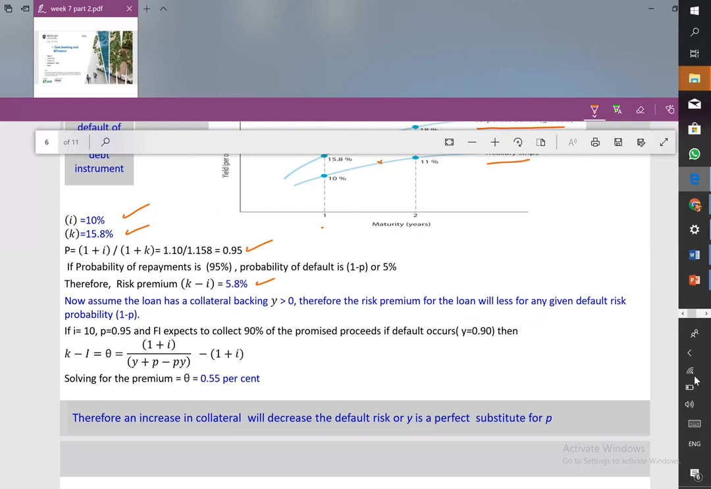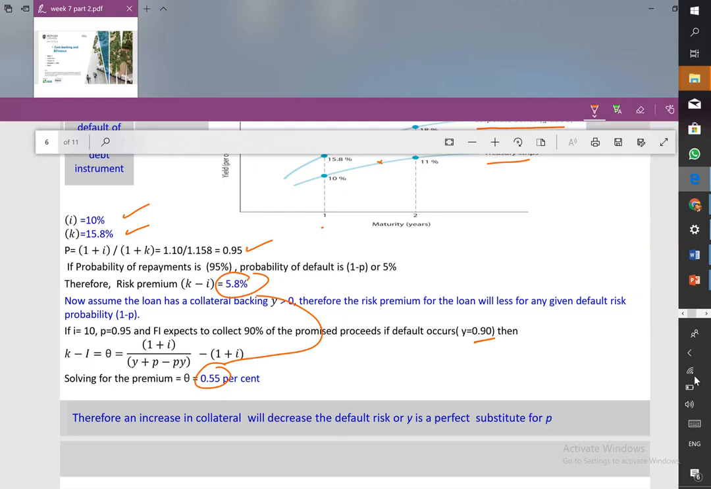When we bring in the collateral, if we assume the collateral is 90%, which means it covers 90% of our loan, then see how much the premium drops. I used to have 5.8, and it now drops to 55 basis points. This is because we guarantee that 90% of our loan comes from the collateral if it defaults.